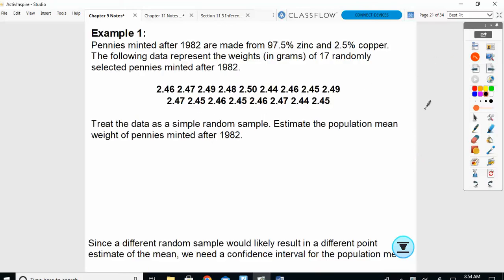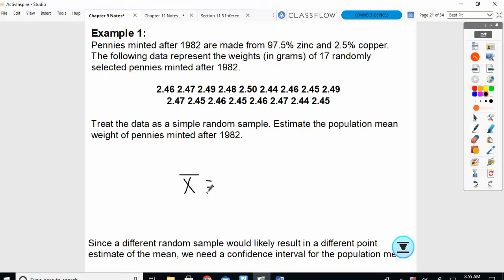Sample mean. Just as a refresher, this is the weight of 17 pennies minted after 1982. If I want to estimate the population mean, I have a sample. Do I know the true mean of the population? No. The best guess I could do would be to find the mean of my sample, right? How do you find a mean? Add them all up and divide by the total number.